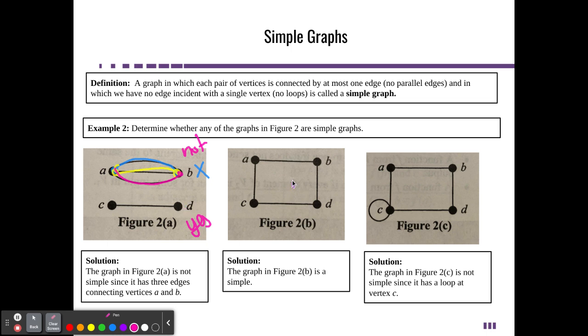Figure B would also be a yes, because I can go from vertex to vertex with 1 edge, with no loops and no parallelism. On the last one, we're going to have a no, because we add on the loop. The loop is what makes this one a no. So simple graphs are graphs that have 1 path between vertices.